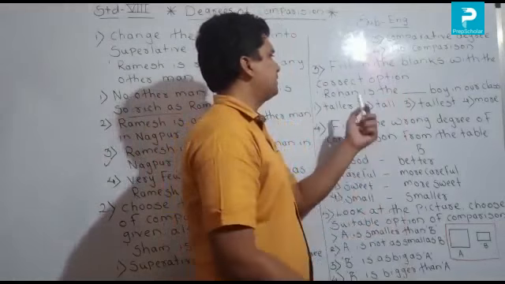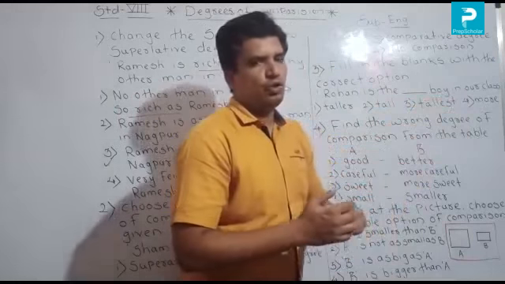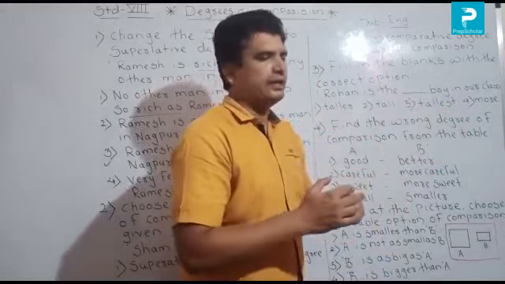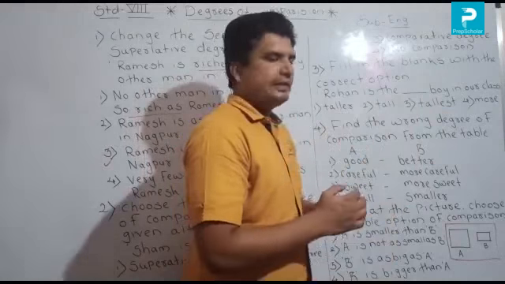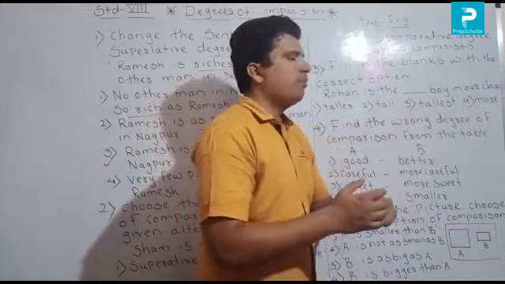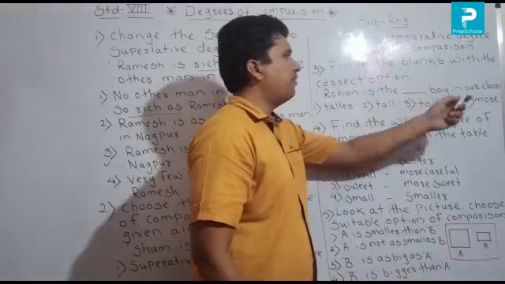So the sentence is: Rohan is the dot dot boy in our class. Rohan is a dot dot boy in our class. So which option is correct to fill in the blank? Number 1 option taller, second tall, third tallest, and fourth more. So which is the correct option? So Rohan is the dot dot boy in our class.